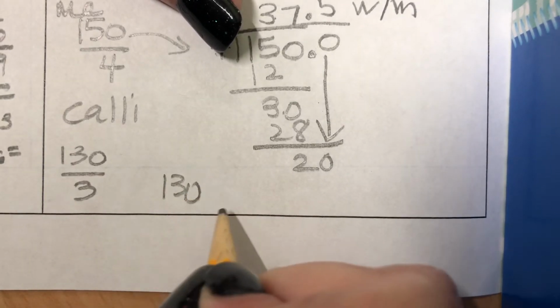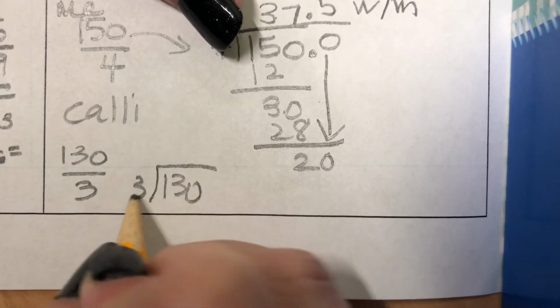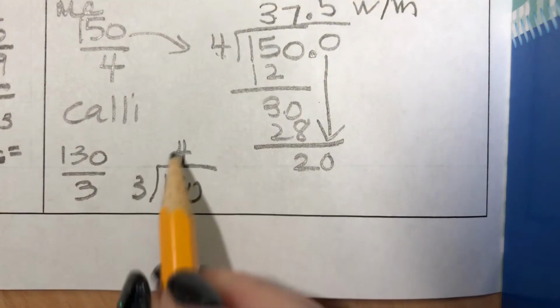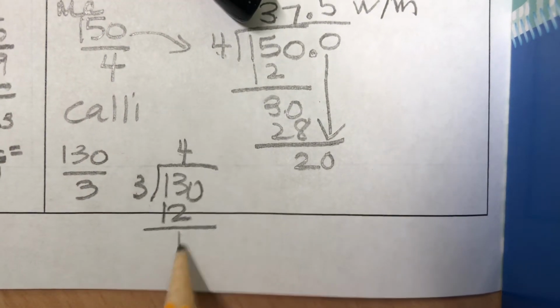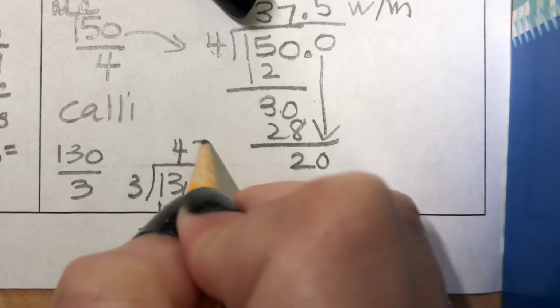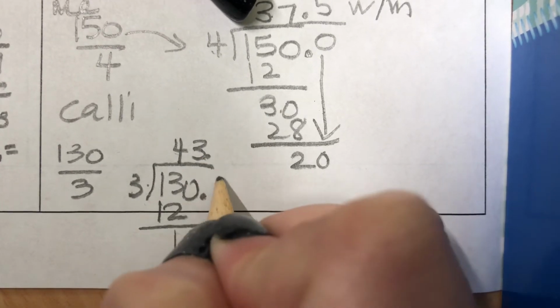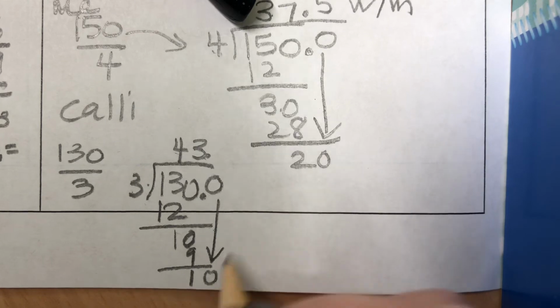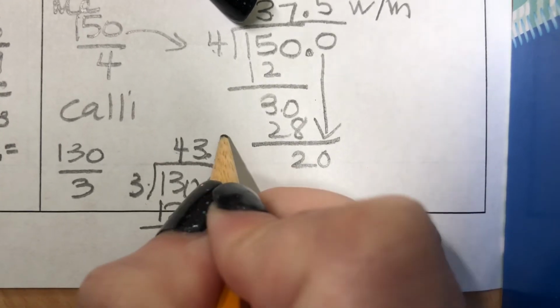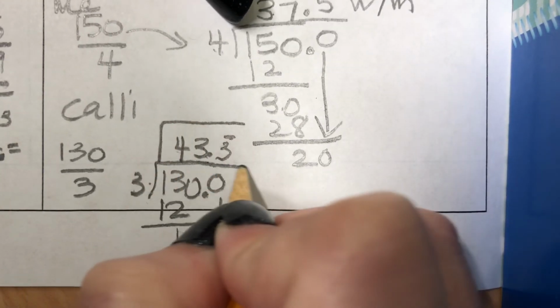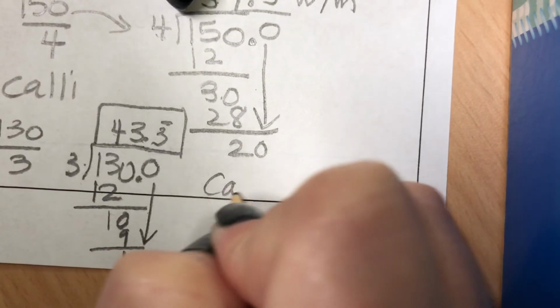130 divided by 3. Now look, I can already say before I even go any further that Callie is going to be the fastest. And that's all that the question asked me. I'm just going to say that when I look at this, it is going to be a repeating number. Okay, so Callie is faster.